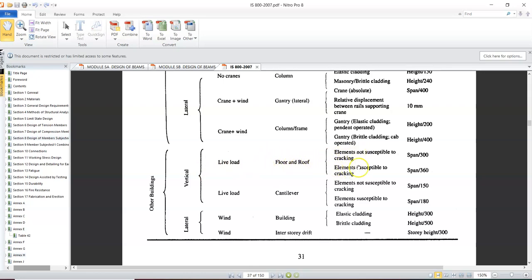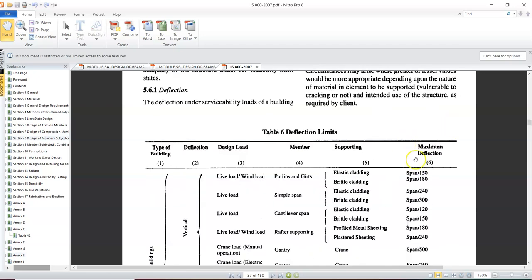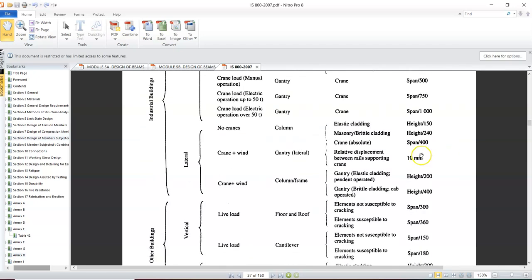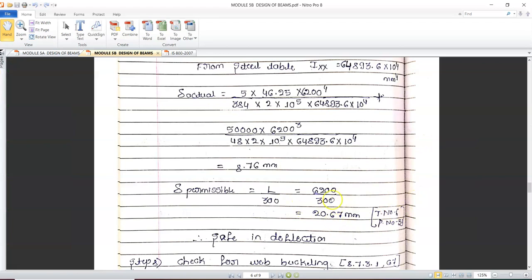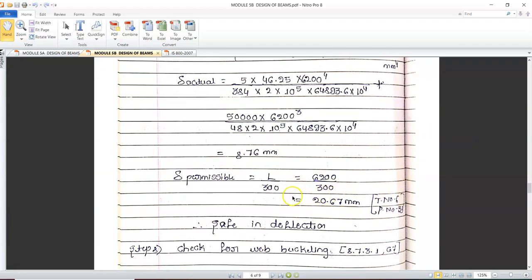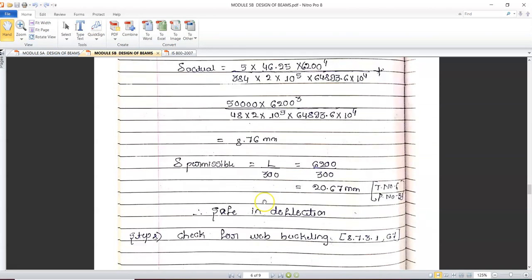Clear? Within that there are two subclauses. We are considering elements not susceptible to cracking. So for other buildings, vertical deflection, live load, floor load, elements not susceptible to cracking, it says span by 300, that is L by 300. The same thing was taken here also. So the beam is safe in deflection also.